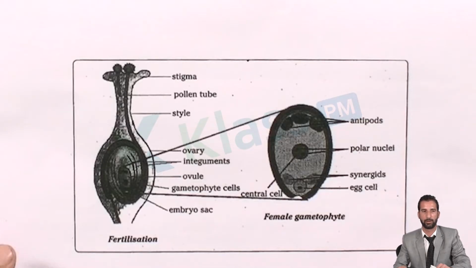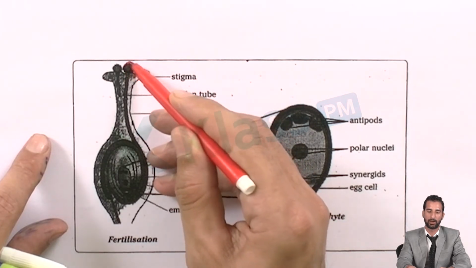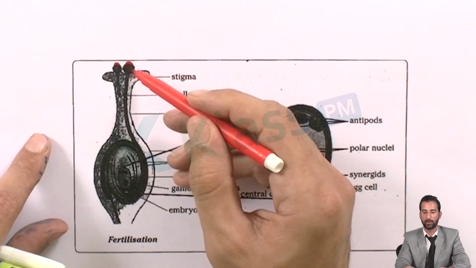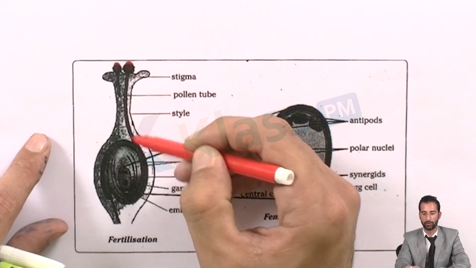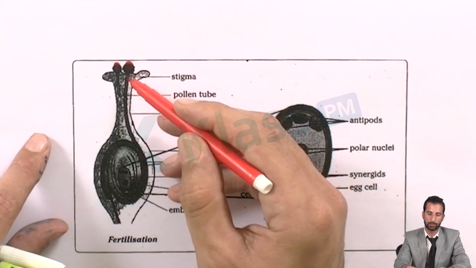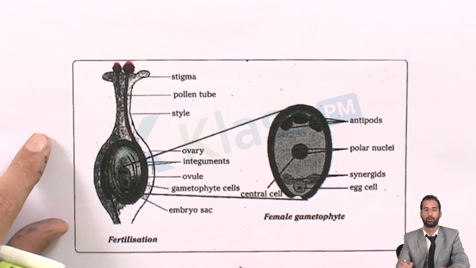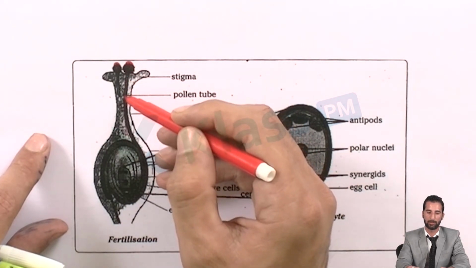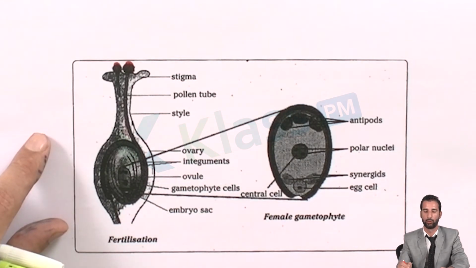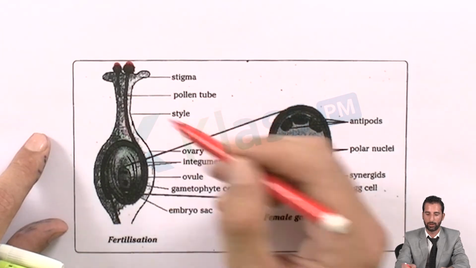You can see here, this is the stigma, and here on the stigma the pollen grains are there. The pollen grains contain the male gametes. See, the male gametes are moved downwards towards the ovary with the help of the pollen tube. These pollen tubes penetrate through the style and reach into the ovary, and with the help of this pollen tube, the male gametes descend downwards to the ovary. And see here, this is the style, this is the pollen tube.